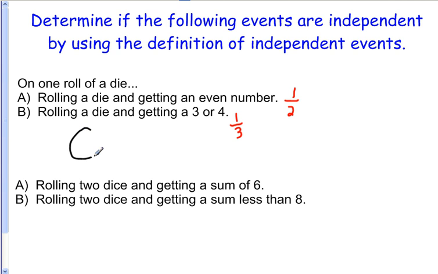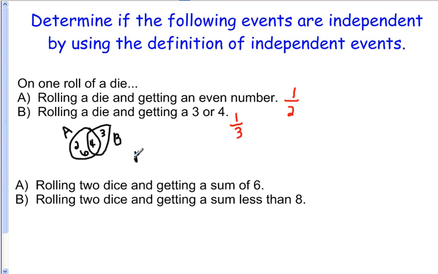So event A would be getting an even number. So that would be like getting a 2, a 4, or a 6. Okay? This is event A. Event B is getting a 3 or a 4. So for event B, there's only one place where that overlaps.